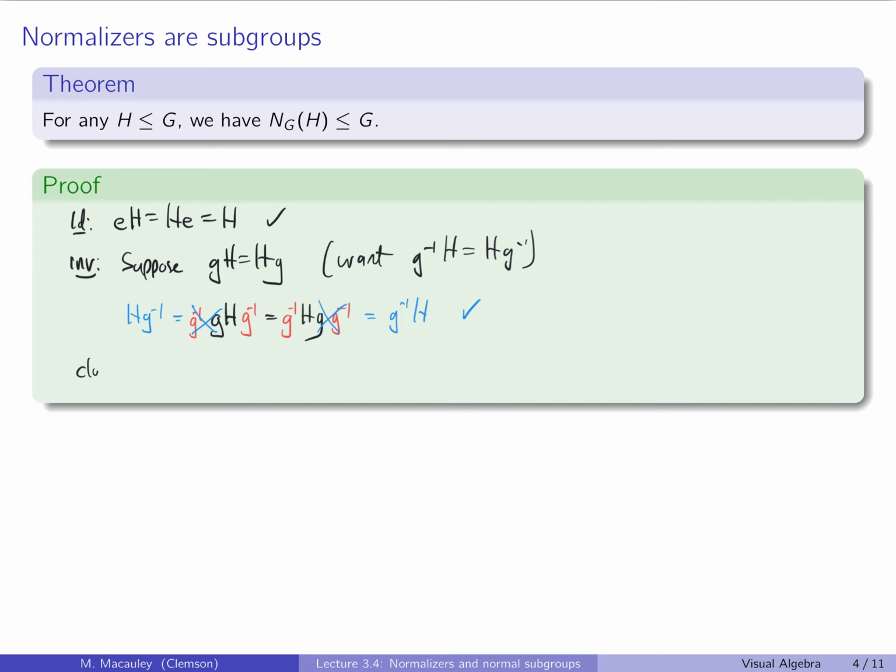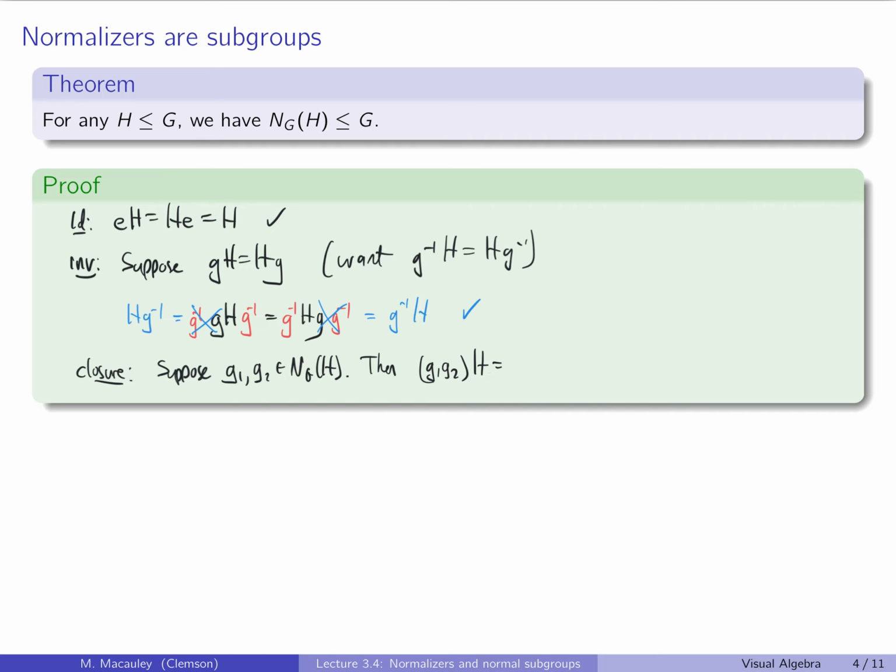And finally, closure. Let's suppose that G1 and G2 normalize H. So G1, G2 are in the normalizer of H. Now what? Well, let's write G1, G2, H. And where do we want to end up? Well, we want to show that this is equal to H times G1, G2. And how does this work? Well, these being in the normalizer means that we can pass them through H.